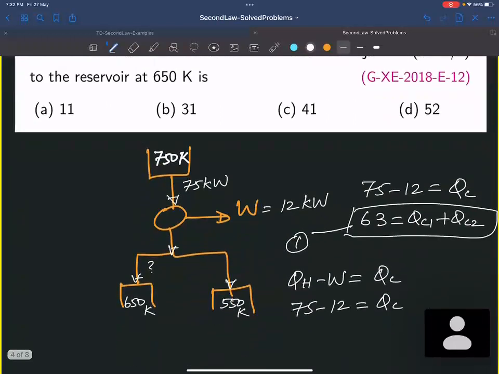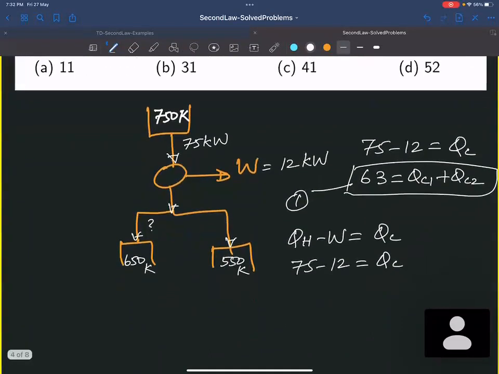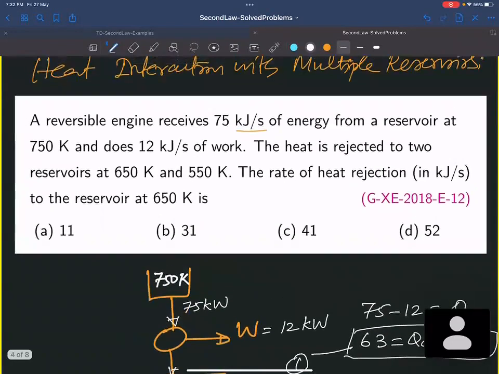So only one equation is available. We need to write one more equation, so then only we can solve. So one more equation, how to write? There is a terminology available, what is called a reversible heat engine.